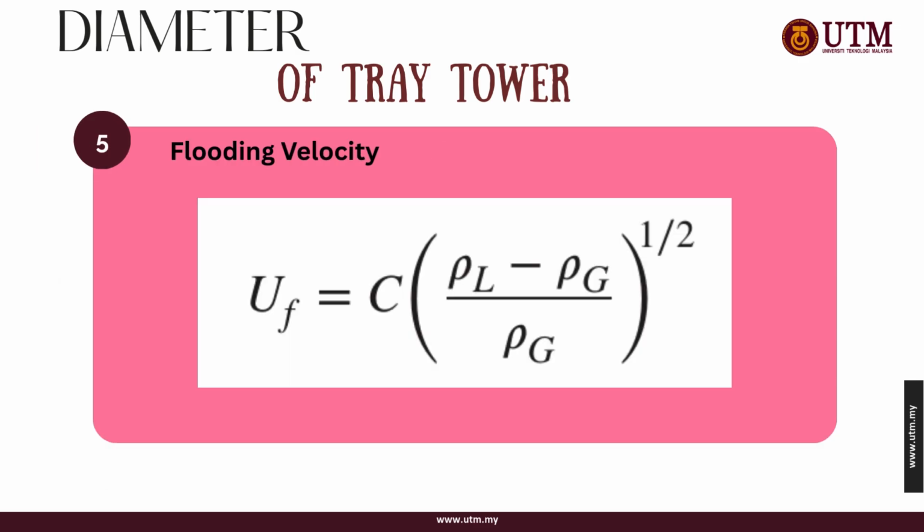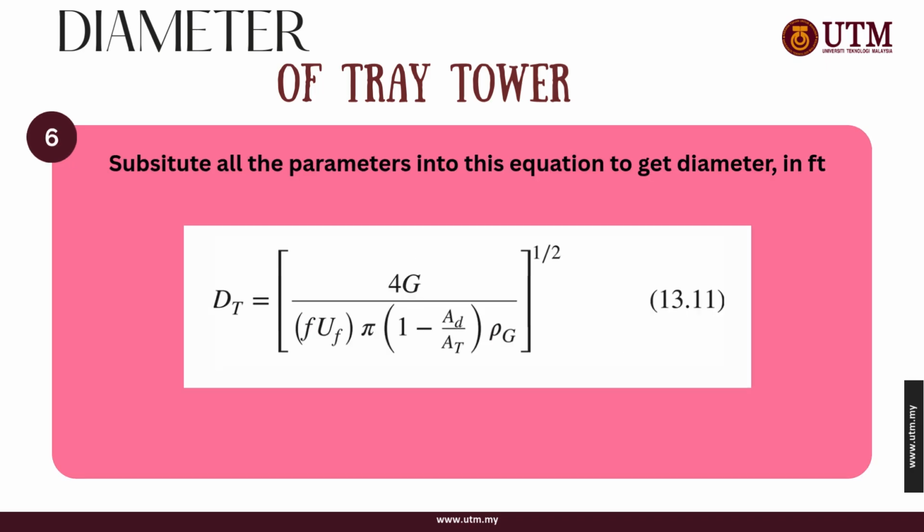After obtaining the capacity parameter from step 4, we can calculate the flooding velocity of the vapor using the formula in step 5. Lastly, we have all the parameter values required for calculating the diameter of the tower. We substitute them into this formula, and this gives us the internal diameter of the tray tower in feet.